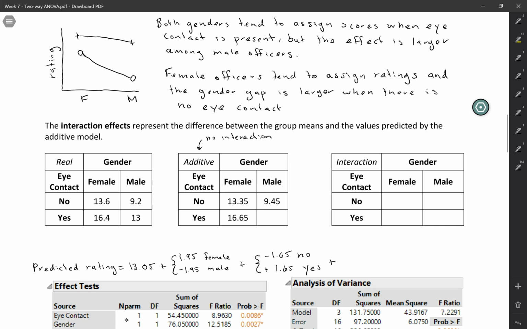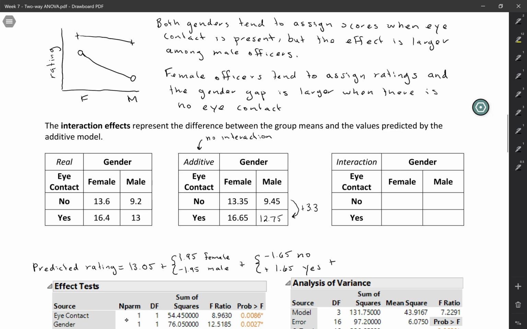So remember, no interaction means that the effect of eye contact is the same regardless of gender. So like here, we can see to go from no eye contact to eye contact among the female officers was an increase of 3.3 points in the rating system. So if there were no interaction, then we could just add 3.3 and we'd get 12.75 for the male officers. And 3.3 is 1.65 times 2. It's just a different way of showing the model because you're starting from no and going to yes versus starting at the overall mean and then going to no or yes.